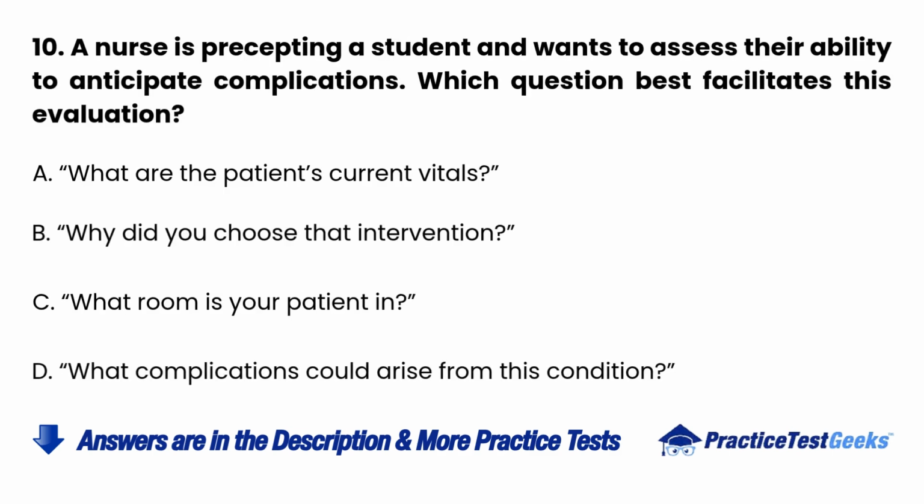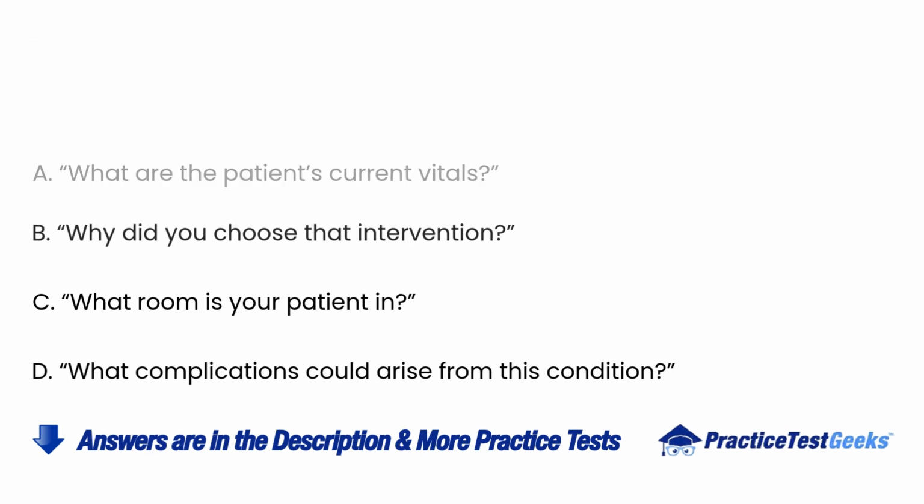10. A nurse is precepting a student and wants to assess their ability to anticipate complications. Which question best facilitates this evaluation? A. What are the patient's current vitals? B. Why did you choose that intervention? C. What complications could arise from this condition? D. What room is your patient in?